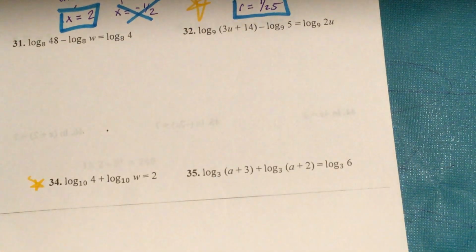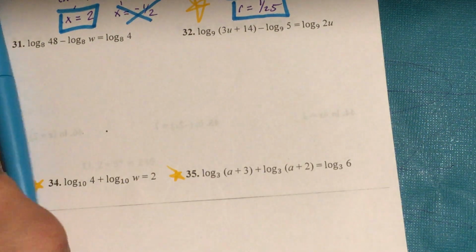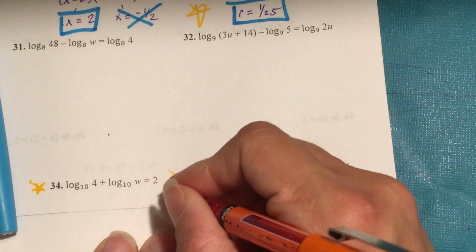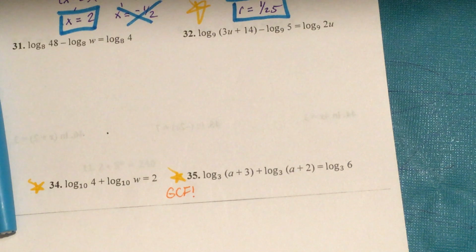34's going to be one where you'll be tempted to make that same critical error. And on number 35, my hint I'm going to give you is GCF. So once you condense and get to the factoring portion of that, you can take out a GCF on this one.